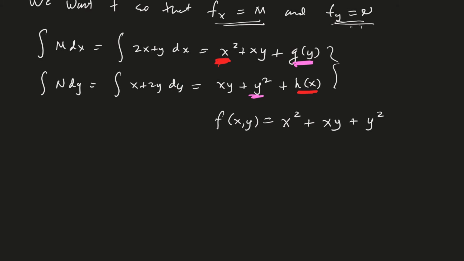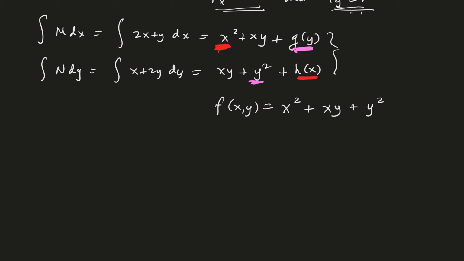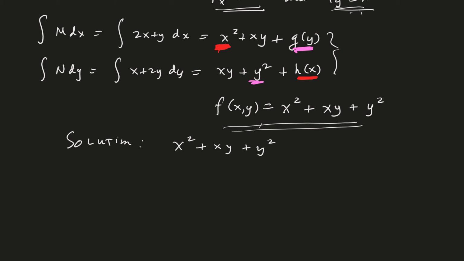Am I finished? No, I'm not. Did you say you were? Because what is this thing looking at us here? Well, if you just write that, this is actually a surface in 3D, right? This is not a curve in 2D. So to get the solution, you have to set the function equal to a constant: x squared plus xy plus y squared equal to c. Good.